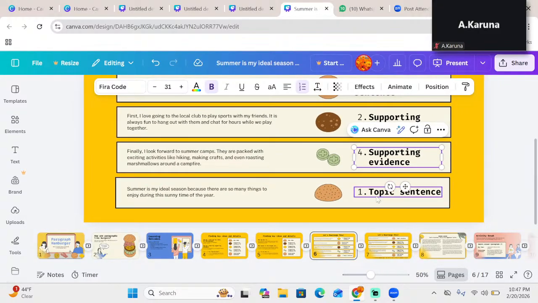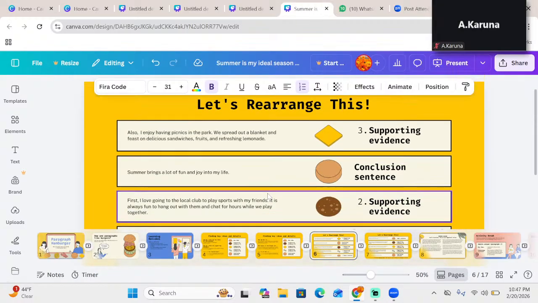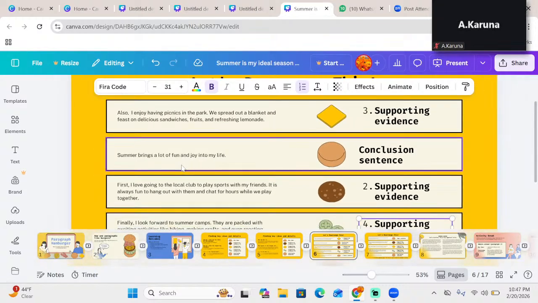So we have our topic sentence, our 3 supporting evidences, but now what's left? Our conclusion sentence. And here our conclusion sentence is simple, it's fast, it's a really short sentence, but it sums up everything that he said. Summer brings a lot of joy and fun into my life. So that summarizes everything that he said about summer. And it's easy, simple, and just tells the reader everything that he said in a simple sentence. Okay? So this is our last one. This is number 5.